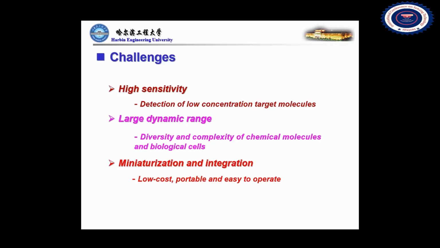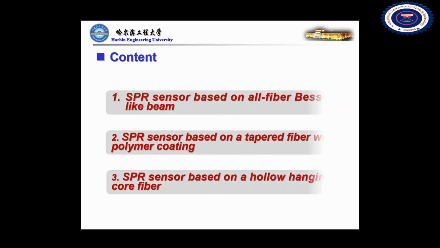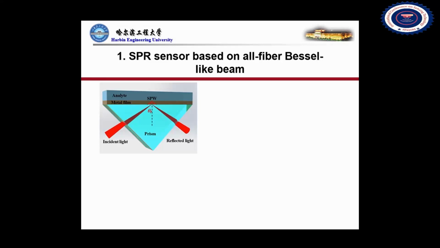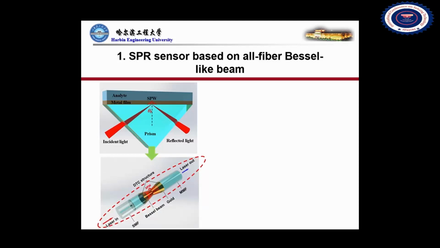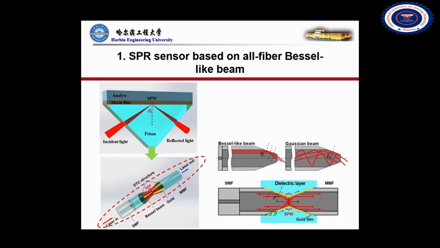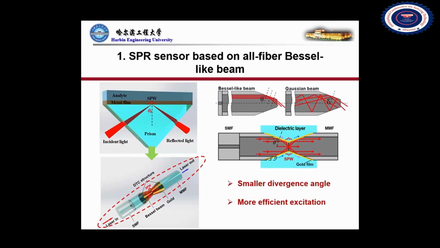In order to achieve the targets we've mentioned above, we proposed 3 different optical fiber SPR sensors to realize high sensitivity, large dynamic range, and compact structure. The first SPR sensor is made based on an all-fiber Bessel-like beam. This sensor is proposed to enhance the efficiency of SPR generation to achieve high sensitivity.